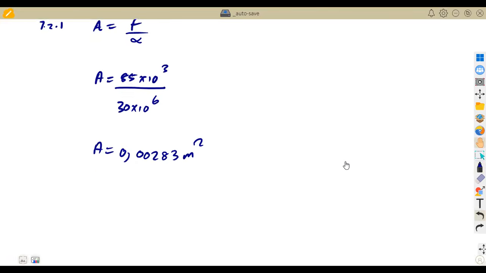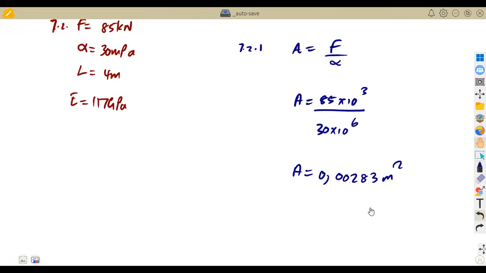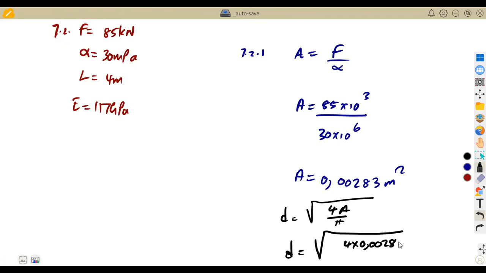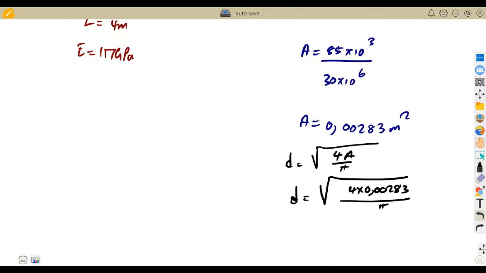So from here, we are going to calculate our diameter, knowing that the diameter is equal to the square root of 4A over pi. It's just a substitution: the square root of 4 times the area, 0,00283, over pi. That will give us the diameter in meters, since this area is in square meters. So the diameter is going to be something like 0,06 meters, or 60 millimeters.